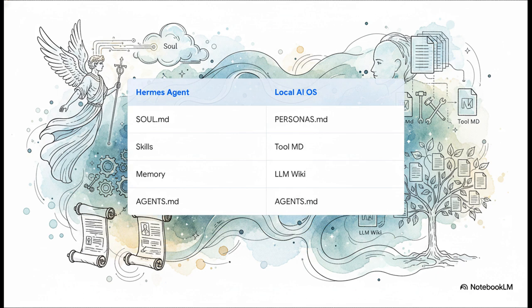In the Hermes architecture, you have a soul. Well, here, we have the personas layer. Hermes uses skills. We use tool.md files to cleanly store reusable, multi-step procedures. Hermes relies on memory. We use the LLM Wiki for durable, long-term facts. And the overarching Hermes agents, those align perfectly with our agents.md rules. It's really about taking these proven, powerful agent architectures and grounding them entirely in transparent, local Markdown files.